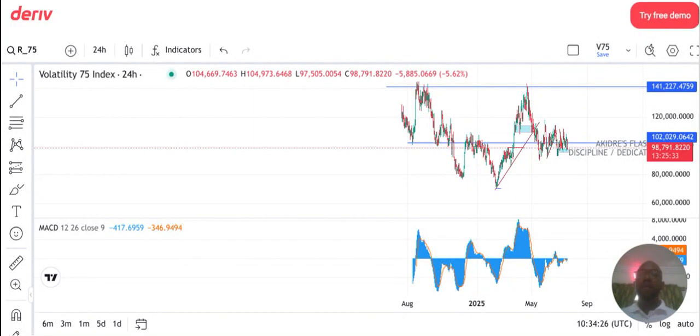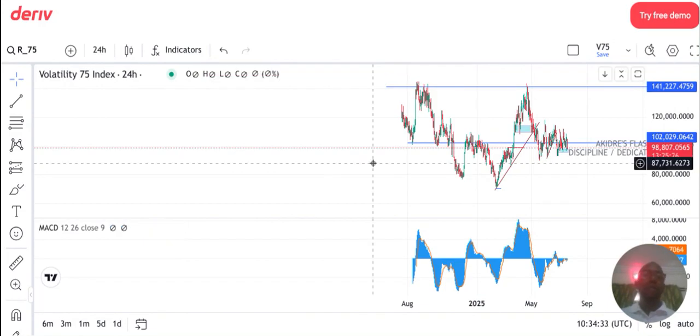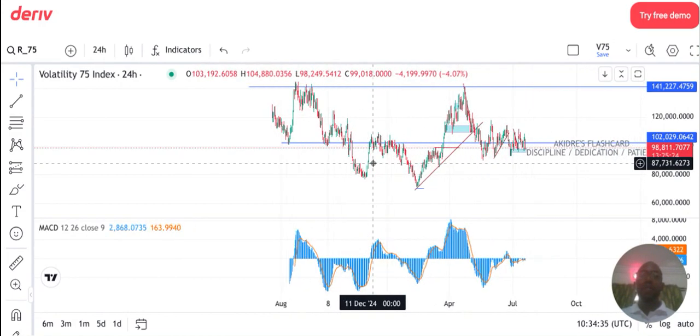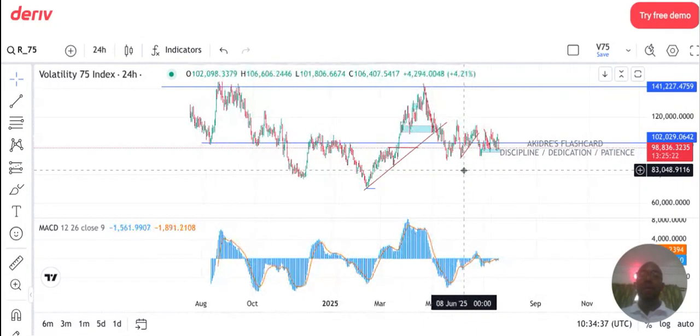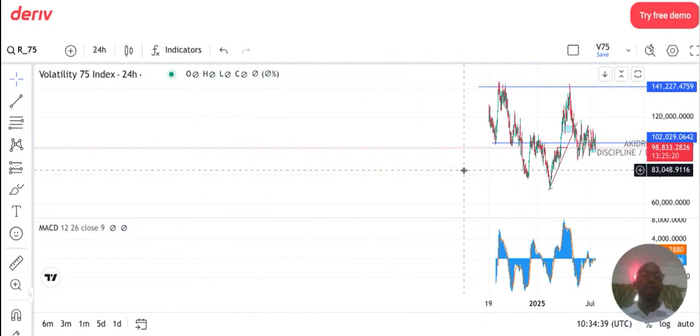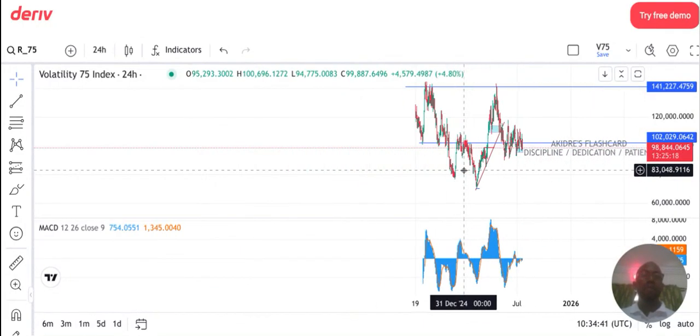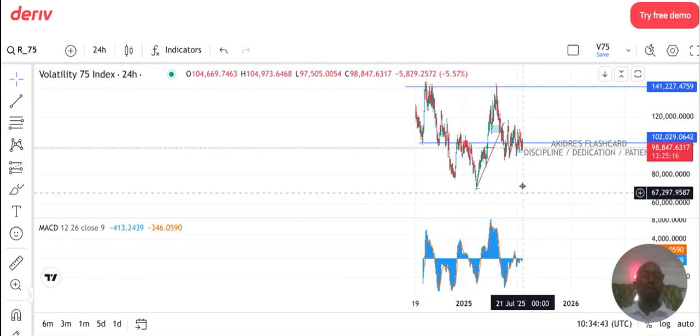Kedre Michael here, and we are looking at Volatility 75. So this is how I make my entry. I go to a higher time frame, I zoom out completely, and I try to monitor the direction of the market.